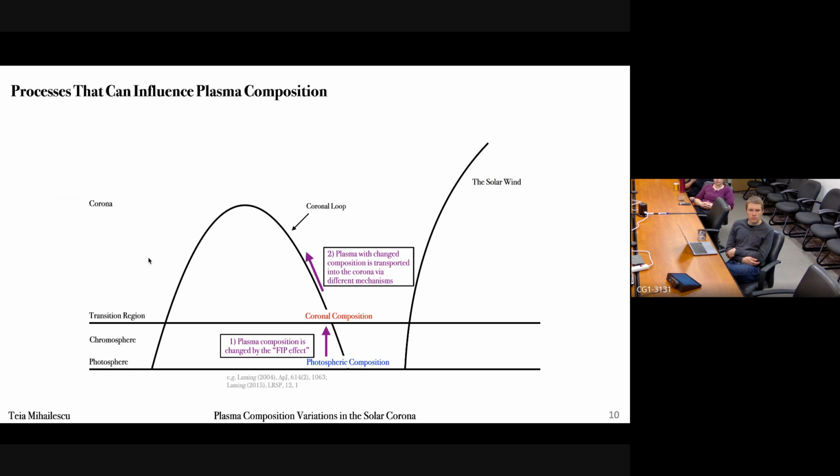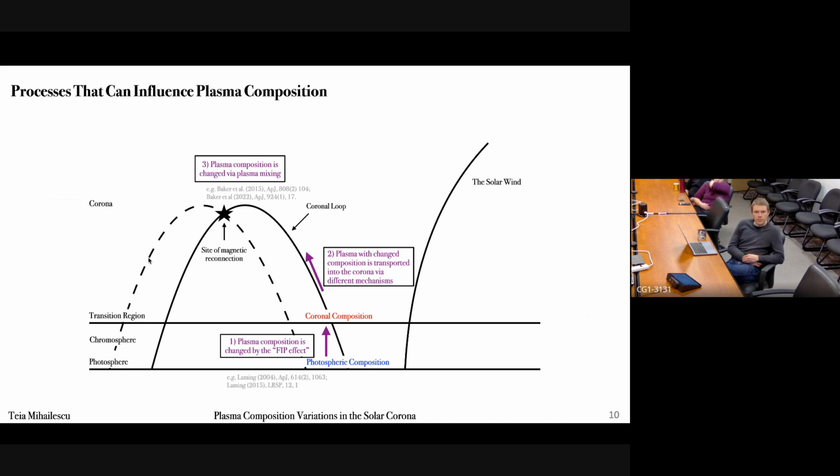And then once we are in the corona, the plasma composition along a certain loop can also change as a consequence of reconnection. So we have two loops that reconnect. If initially they have different FIP bias levels, so they have different abundances, after they reconnect, the plasma along these two loops will mix. So we'll end up with two loops that have changed plasma composition that is simply a result of plasma mixing because of reconnection, and it doesn't have anything to do with the FIP effect.